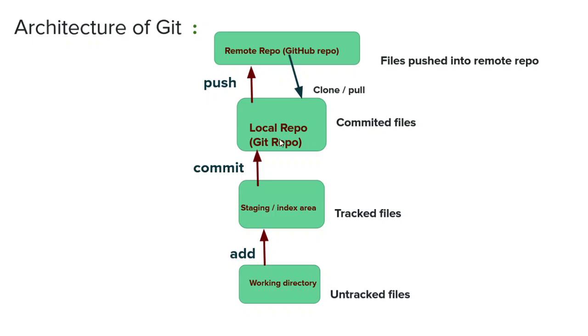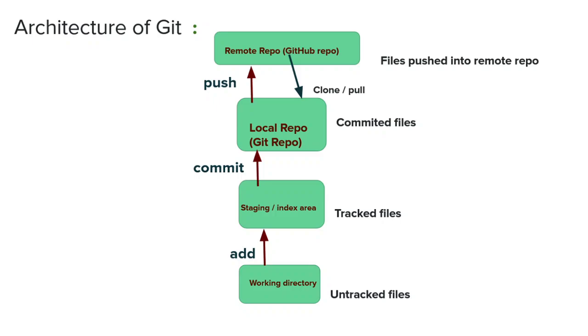The files which are present in the working directory are untracked files. Once you add those files into the staging area, they become tracked files. From the staging area, we commit the files to the local repository and they become committed files. These committed files we can push into the remote repository, that is the GitHub repository, by using the push command. Those are the files which would be available for all the developers in the remote repository. And in the remote repository, we can also create different types of branches.